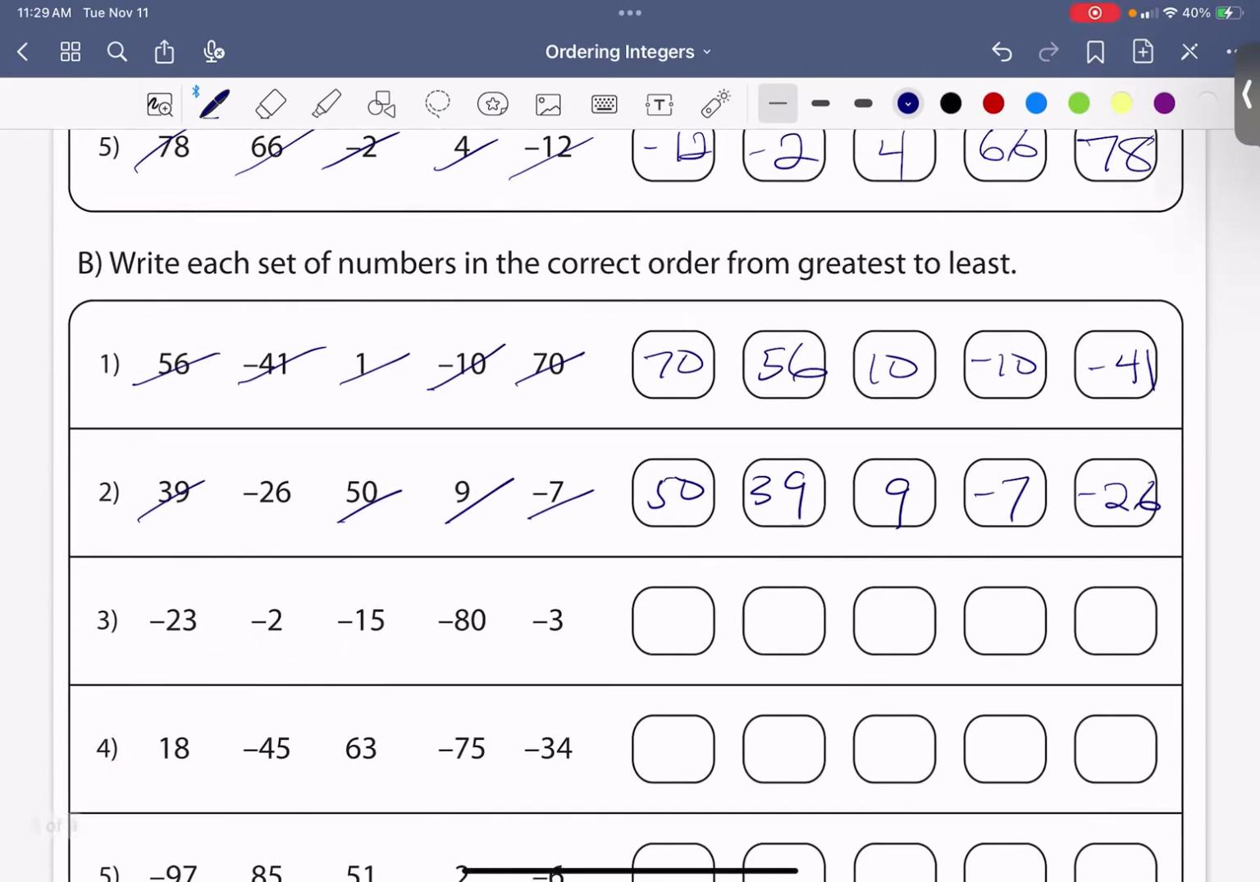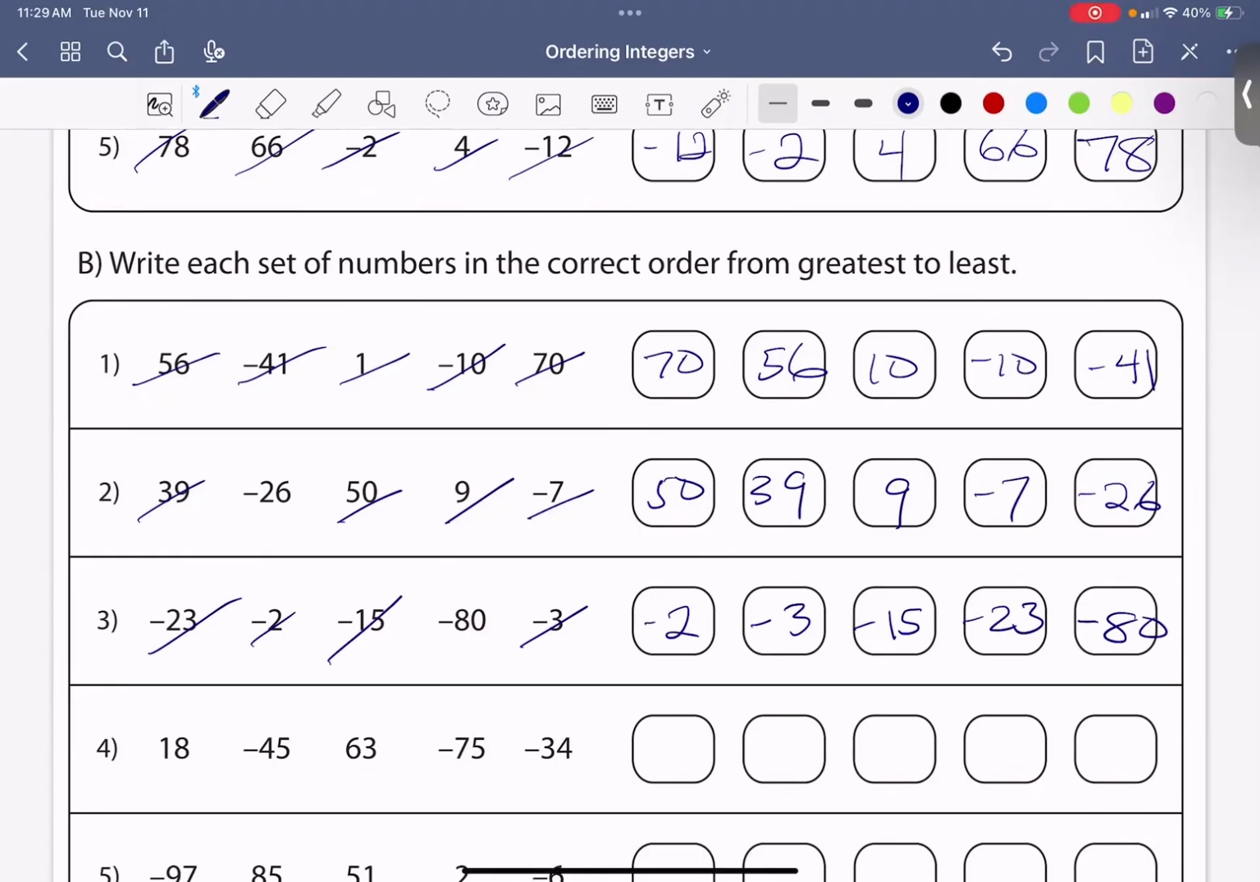Let's do number 3. You can pause the video. We're ordering from the greatest to least. All right, so all the numbers are negative. So we want to start with the least negative number. The least negative number is negative 2. Then after that would be negative 3. What would be after that? Negative 15. And after that, negative 23. And after that, negative 80.